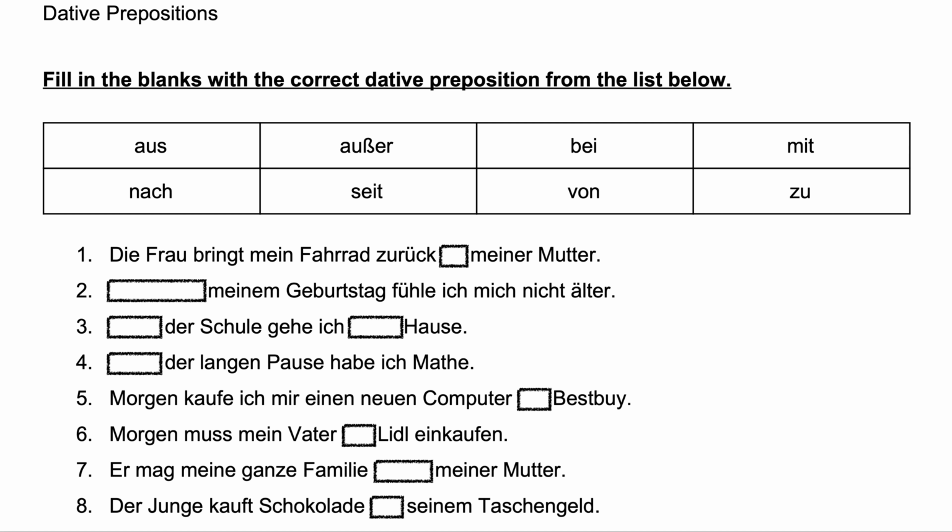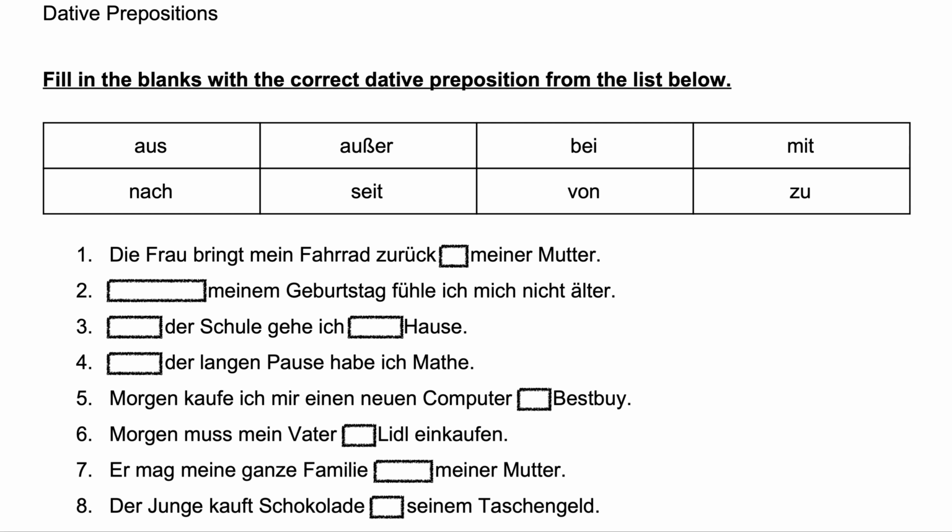Aus means out of or from, which is sometimes confused with von, which also means from. The difference between aus and von is relatively easy to say. If you have something that used to be inside of something else, you use aus. If you have something that is not from the inside of something else, then you use von. Von is more of a general from, whereas aus means out of.